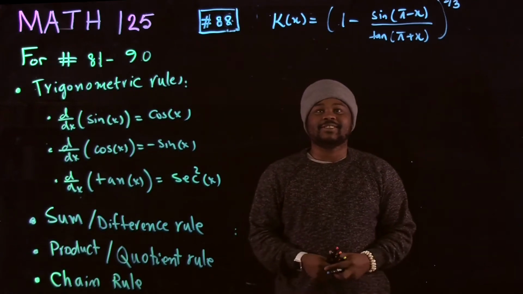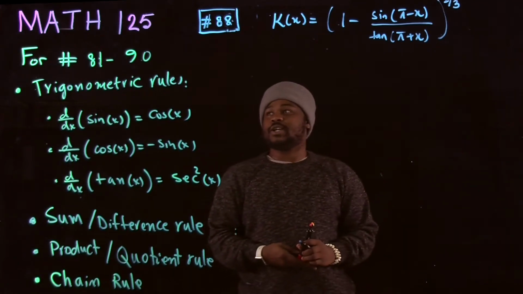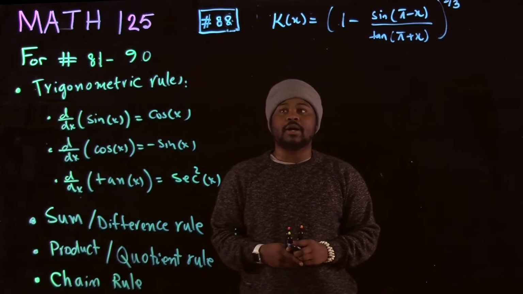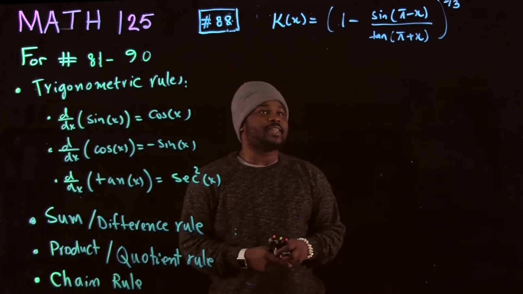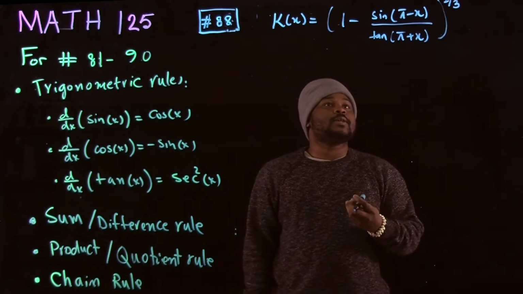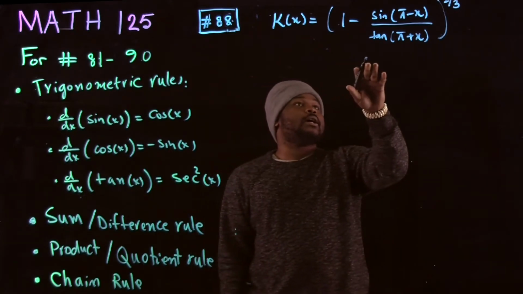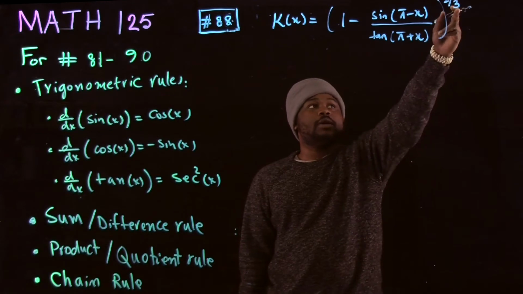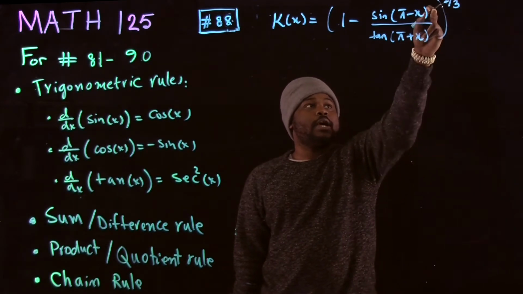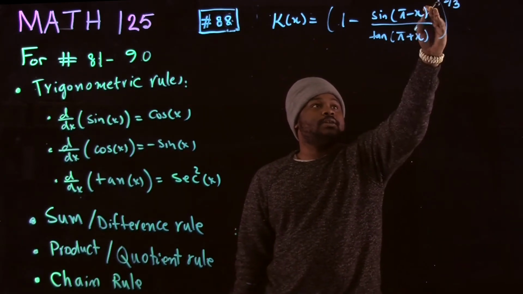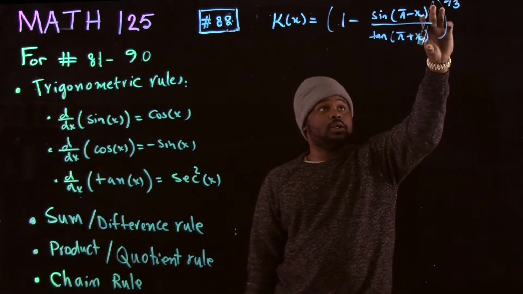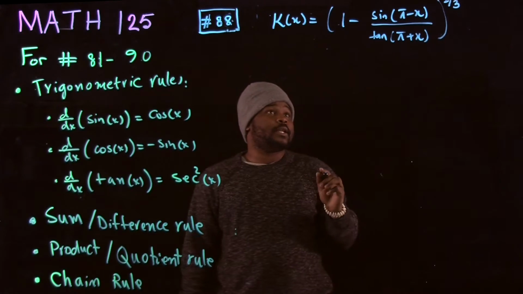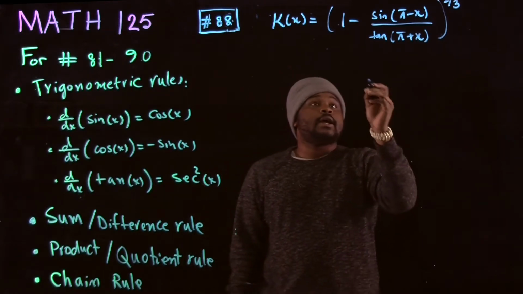Hello. So we are continuing with the Math 125 Gateway, and we are on question 88. So this one, as you can see, we have the chain rule here, and also here I have a function divided by another function, so I know I have to use the quotient rule here. Now let's go ahead and start.